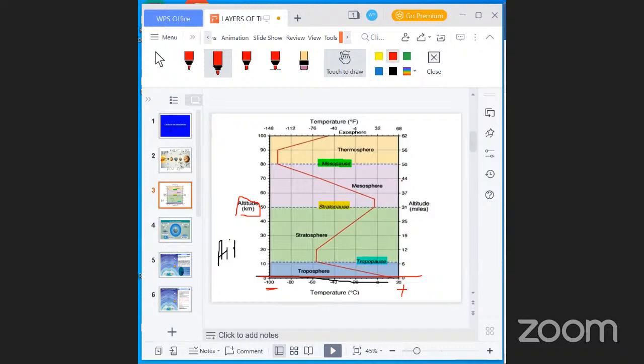So the first layer of the atmosphere is, what is that? Troposphere, this troposphere here.